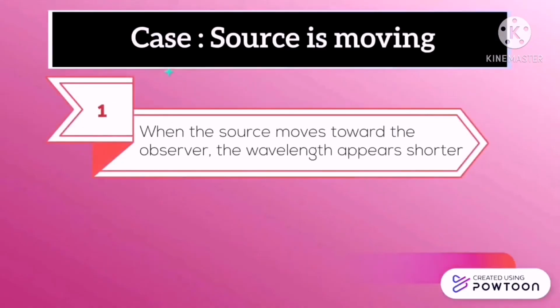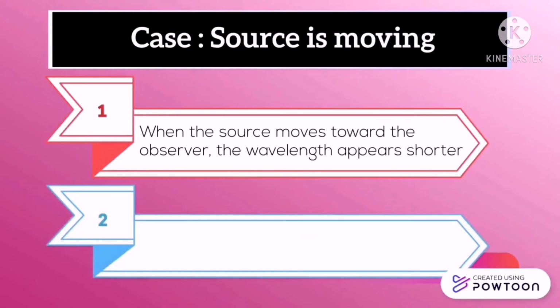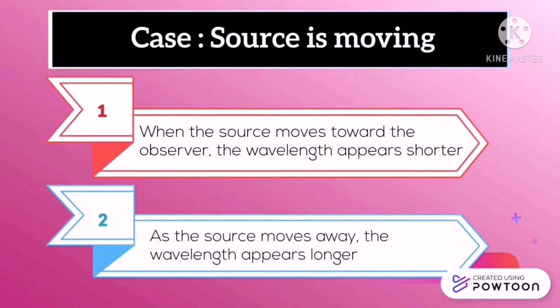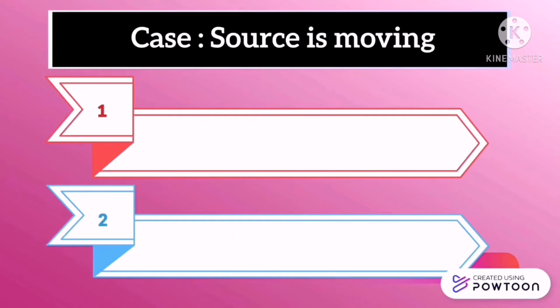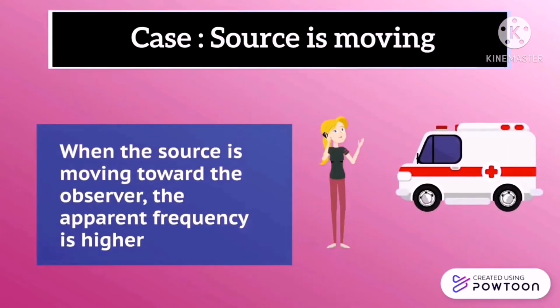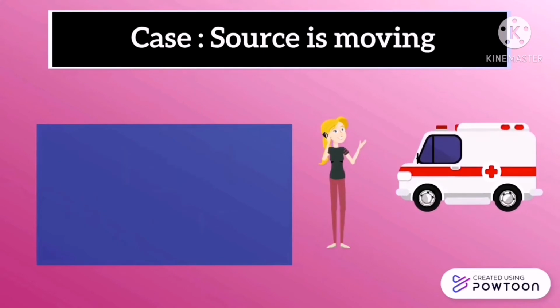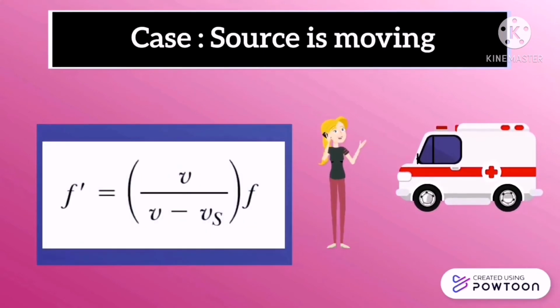Case when the source is moving. First, when the source moves toward the observer, the wavelength appears shorter. Second, as the source moves away, the wavelength appears longer. For example, when the person is in static position while the source of frequency, the siren from the ambulance, is moving. When the ambulance is moving toward the person, the apparent frequency heard is higher.